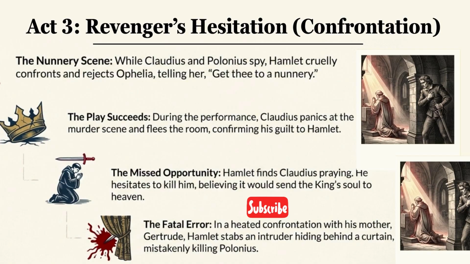Next comes Hamlet's tragic flaw of procrastination. Hamlet finds Claudius praying to God. He hesitates to kill him and misses a golden opportunity, believing it would send him to heaven. Hamlet then argues with his mother, Queen Gertrude, and mistakenly stabs an intruder hiding behind the curtain, who was actually an eavesdropping Polonius.